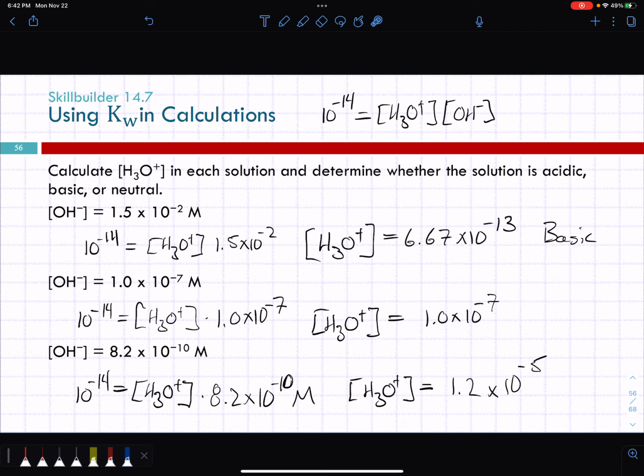For this next one, we've got 1 times 10 to the negative 7 is the same as 1 times 10 to the negative 7. So if they're equal, that's neutral, because the concentrations are the same. And for this last one, is 10 to the negative 10 larger than 10 to the negative 5? Nope. So this will be acidic.